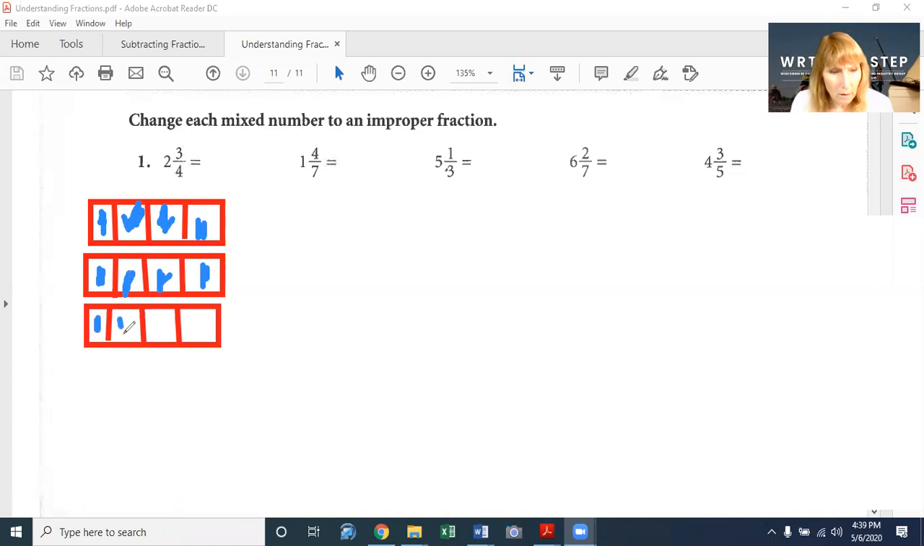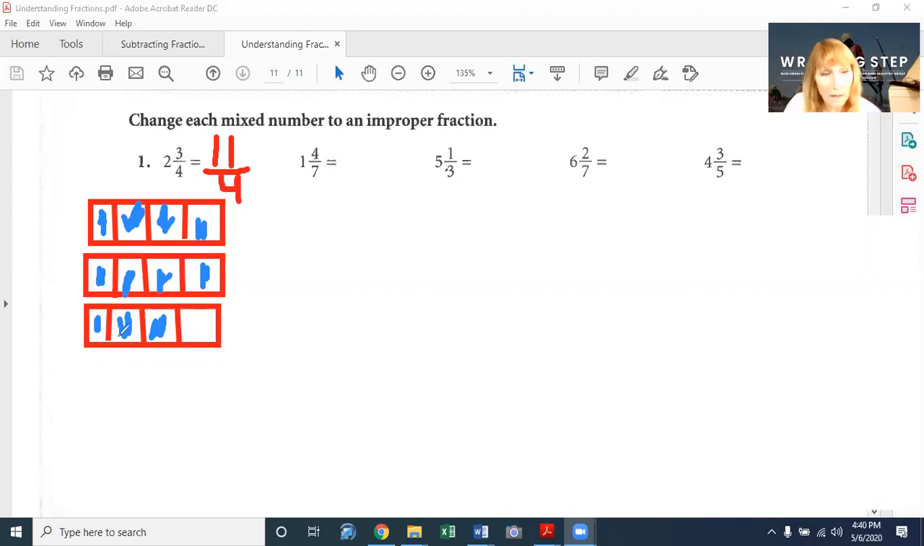So 3 more pieces. Now I want to change 2 3/4 to an improper fraction. So what I'm doing is counting up how many pieces I've colored in. So let's count. We have colored in 1, 2, 3, 4, 5, 6, 7, 8, 9, 10, 11 pieces. So that's my top number. And my bottom number is how many pieces my pizza was cut into, and it was cut into fourths and stayed fourths the whole time. So changing a mixed number over to an improper fraction looks like that. That's just the opposite of what we did before this.